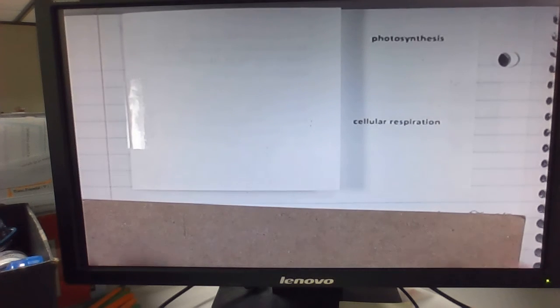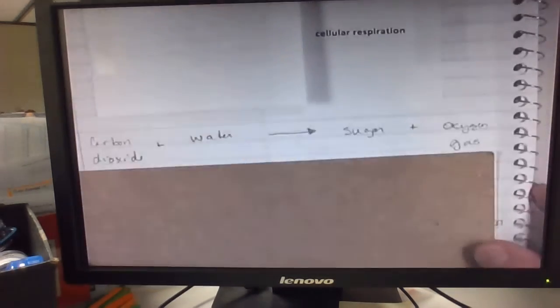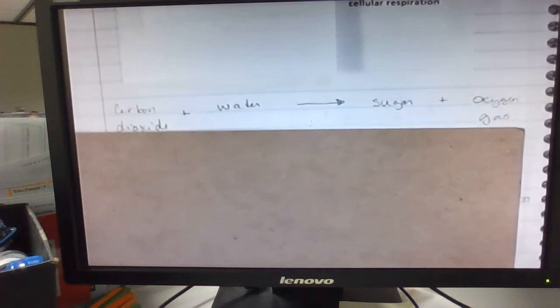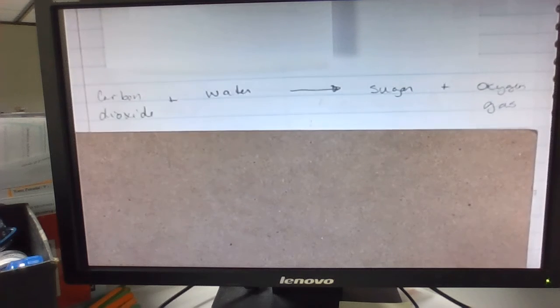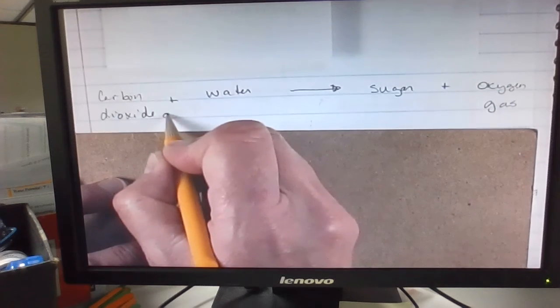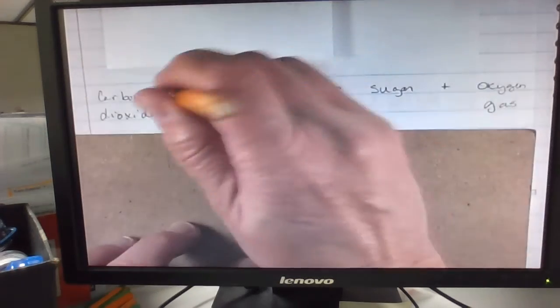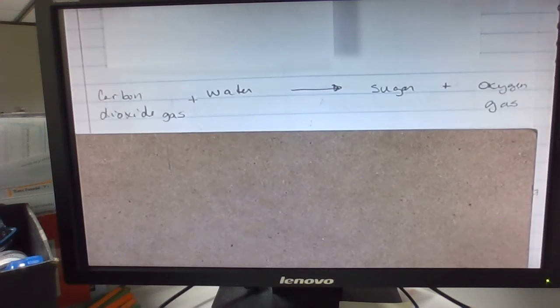Underneath our vocab, I want to go ahead and lay out the equation for photosynthesis. So carbon dioxide, let's put gas on there as well since I put oxygen gas on the other one. Let's move that over so it makes more sense. Plus water. The arrow means yields. Sugar and oxygen gas.